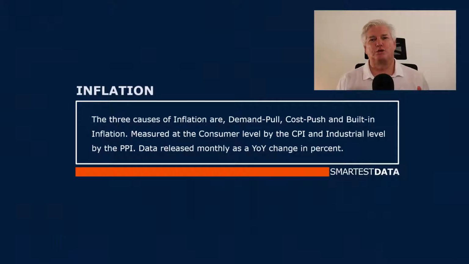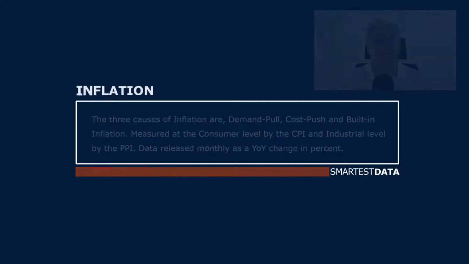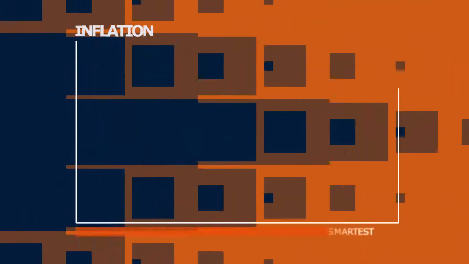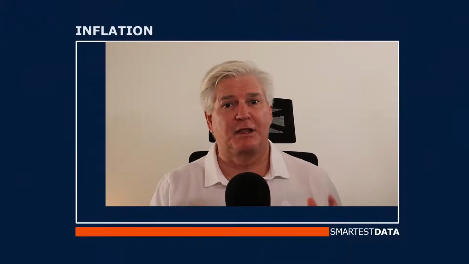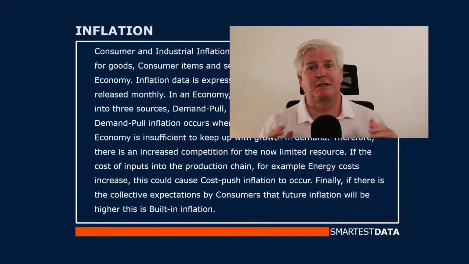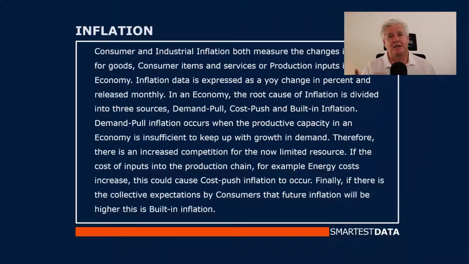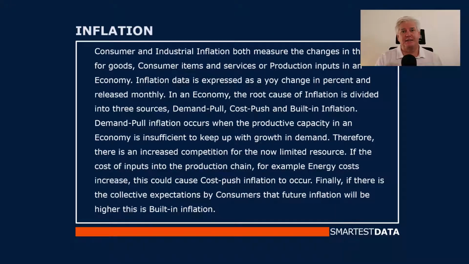The three main causes of inflation are demand pull, cost push, and inbuilt inflation. Measured at the consumer level by CPI, Consumer Price Index, and the industrial level by the PPI, Producer Price Index. Data released monthly as year-on-year change in percent. Consumer and industrial inflation both measure the changes in the prices for goods, consumer items and services or production inputs in the economy. Inflation data is expressed as a year-on-year change in percent and released monthly.